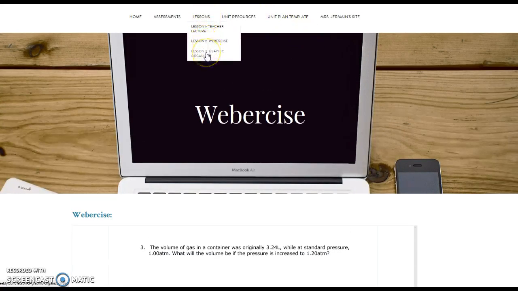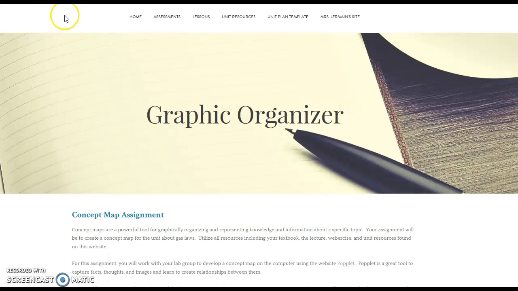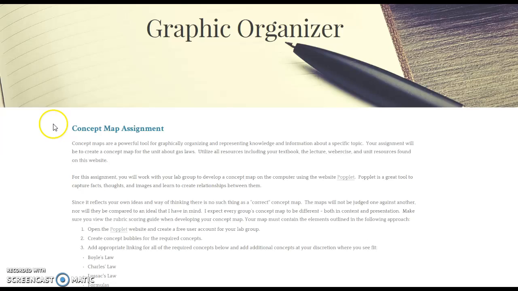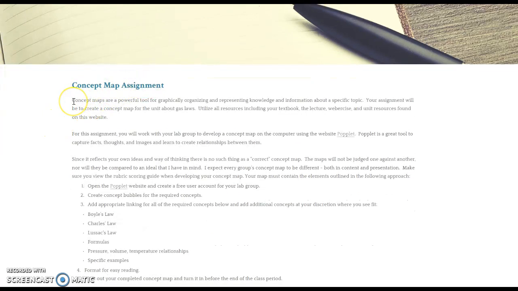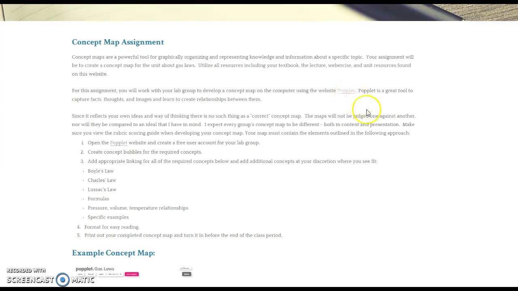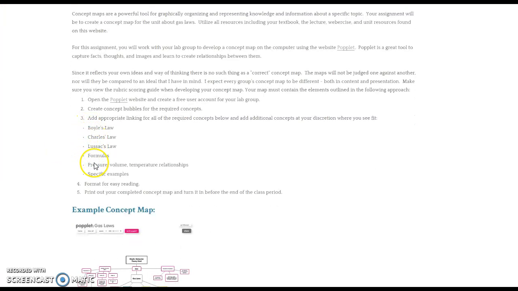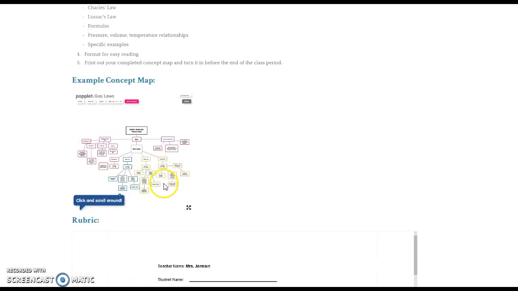And so moving on to lesson 3, the graphic organizer. For the graphic organizer, they will be constructing a concept map. To do this, they'll be using the website Poplet online, which goes into more detail on signing up for a free user account and what to do. There are certain requirements and bubbles that are required of them. To help this go a little faster, they will be working in their lab groups, as a combined group, because time is limited in the classroom. And this is an example concept map that I'll show here in a second.